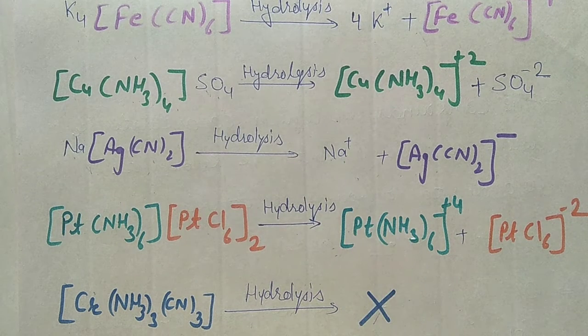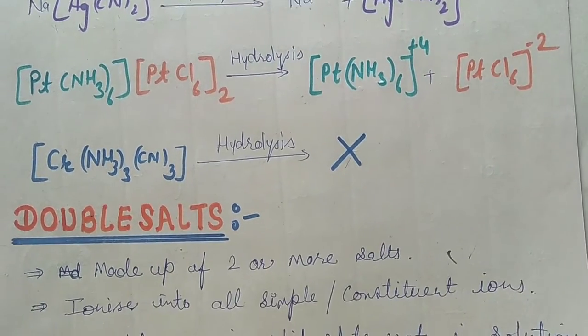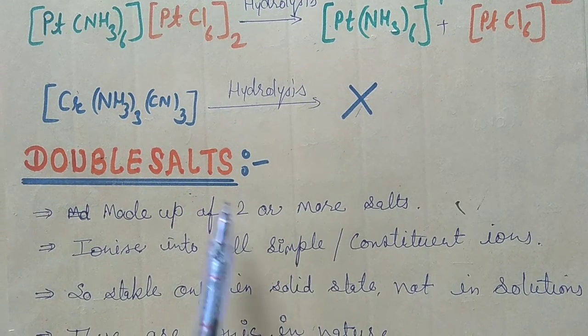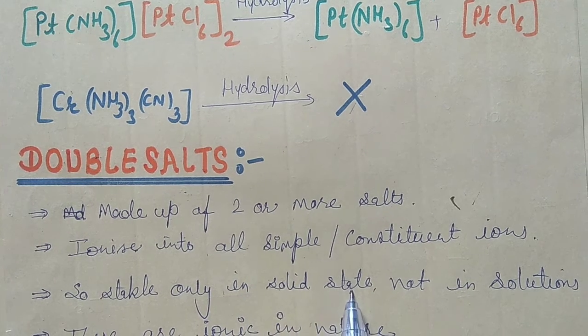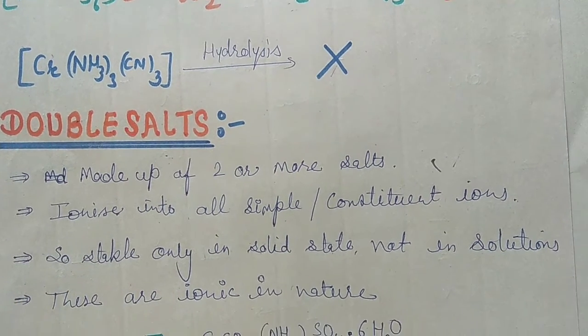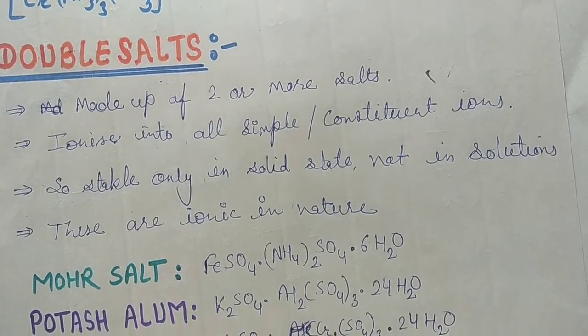Okay. Now we have seen some salts like complex compounds, but there are some differences with double salts. The double salts are also made up of two or more salts, just like complex compounds. But the difference is that double salts ionize into all simple or constituent ions. So these are stable only in the solid state, but not in solution, because in solution they will be ionized. These are all ionic in nature, meaning only ionic bonds are present in double salts. Example, see, let's clear it with examples.